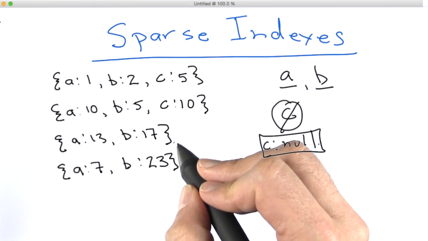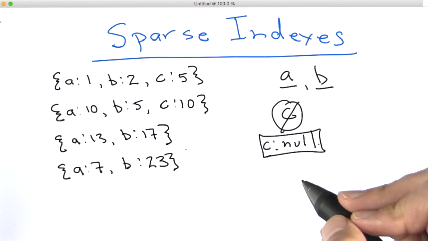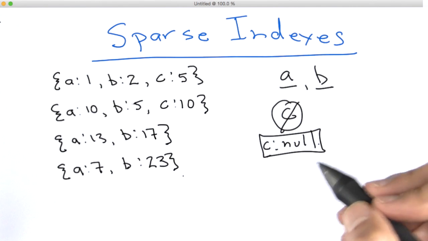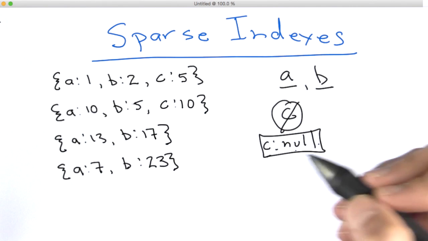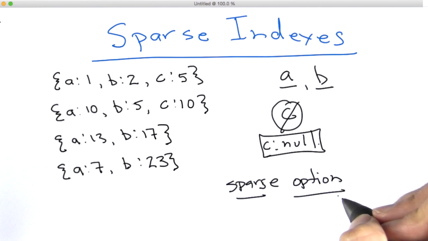You actually could have a single document with null in it for C, or C missing I should say, and that would work fine. But you couldn't have multiple documents. Well, what's a possible solution? Well, one solution is that you can specify the sparse option when creating the index.